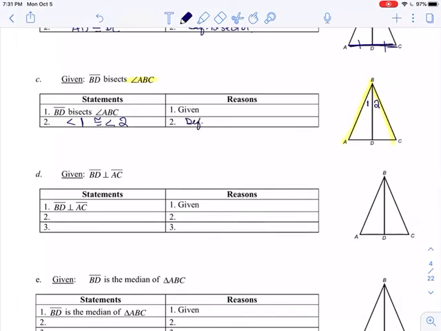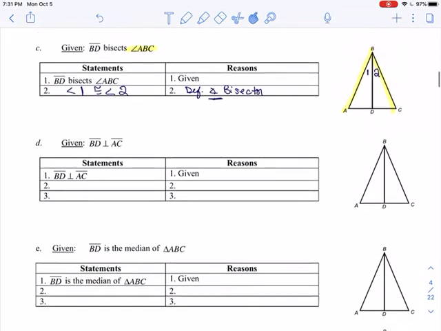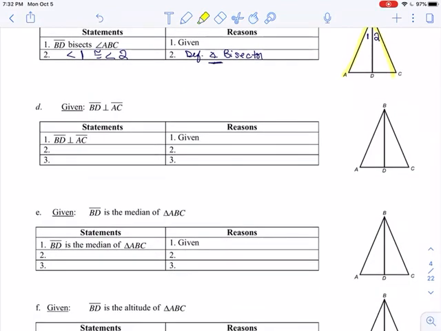And why is angle 1 congruent to angle 2? Because it was an angle bisector. So you're just going to write definition angle bisector. Notice if I was bisecting a line, like I had up here, I just said definition bisector. If I am bisecting an angle, then I say definition of angle bisector.